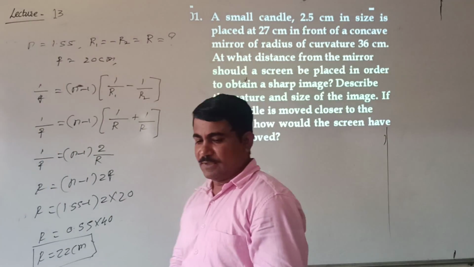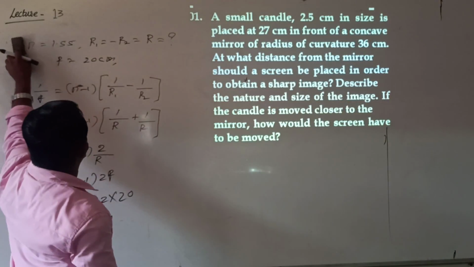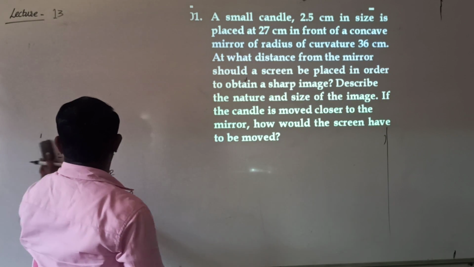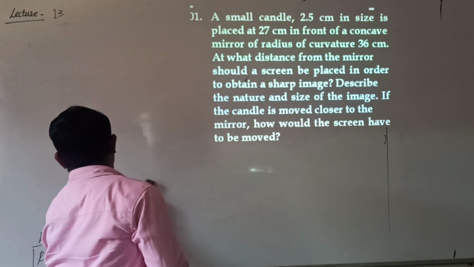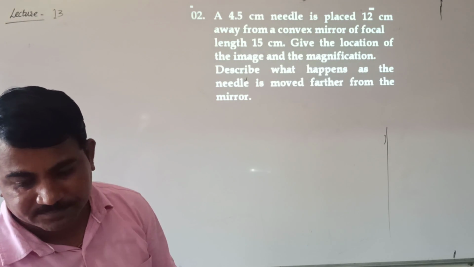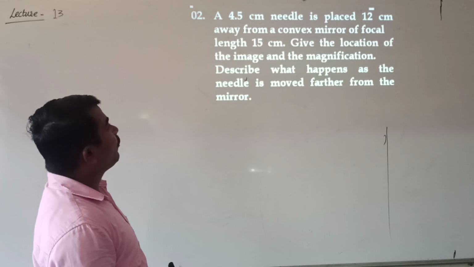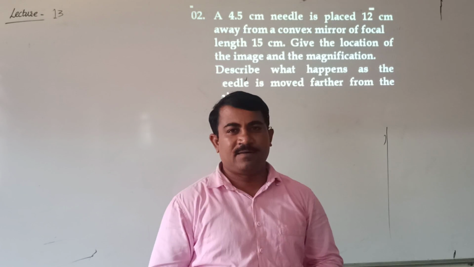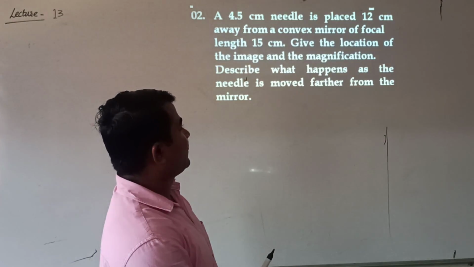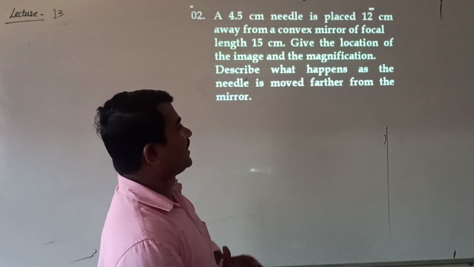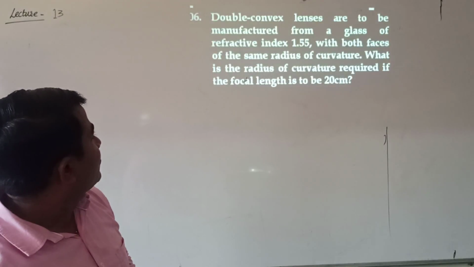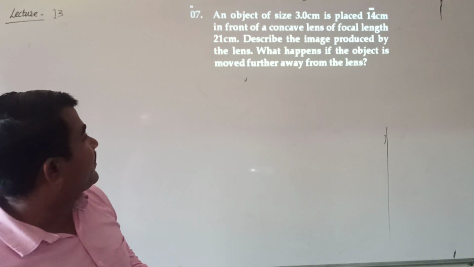Again copy it. Let us move to the last numerical. See, shall I go? A 4.5 centimeter needle placed 12 centimeter away from a convex mirror of focal length 15 centimeter. Oh, sorry, this is over. Last one. Sorry, this is the numerical.